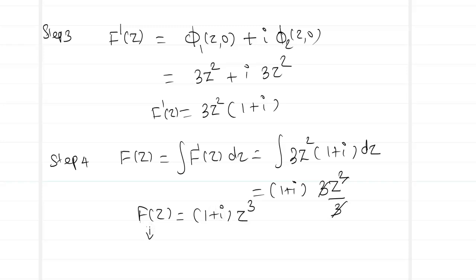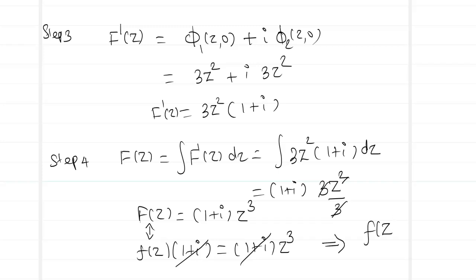What is the relationship between capital F of z and small f of z? I know that capital F of z is small f of z into 1 plus i. So on equating, I have 1 plus i times f of z equal to 1 plus i into z cube. Cancelling the complex number on both sides, what I am left with is my analytic function small f of z equal to z cube. So I have obtained my analytic function f of z in terms of z. Whether you have been given u plus v or u minus v, you can follow this second methodology and apply the same Milne Thomson method to get your answer in just 4 steps. Thank you.